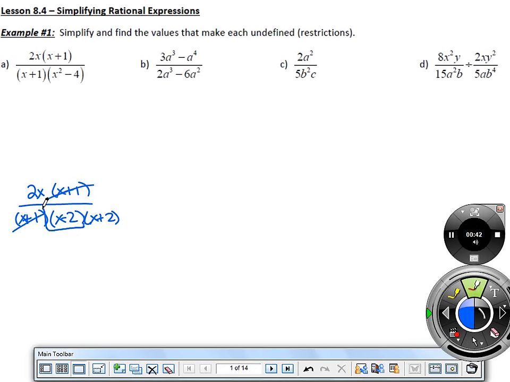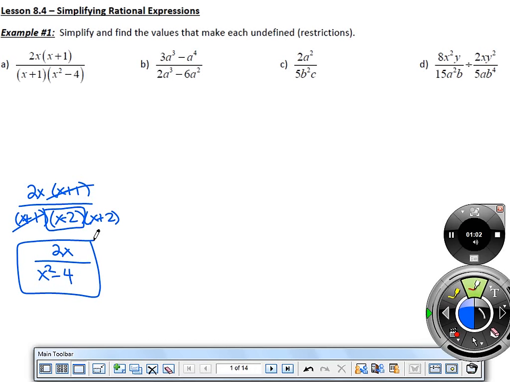So this x minus 2 is a complete package. I can't just cancel the x or just cancel the 2 because it's being added or subtracted with something else within the factor. So the most simplified version of this is 2x in the numerator. And you can either keep it factored in the denominator or multiply it back out. It's up to you.